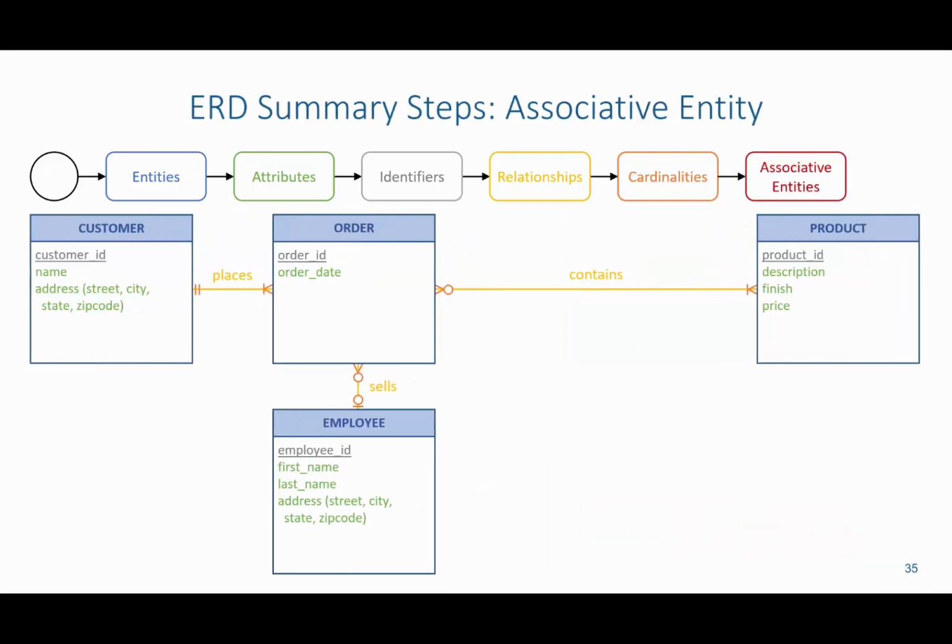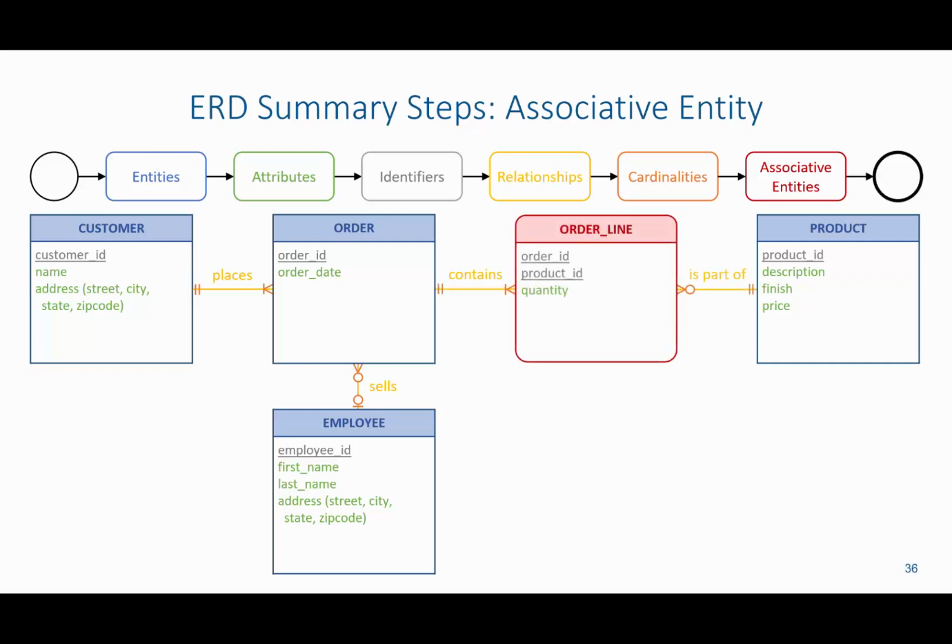The final thing that we're going to do is identify the associative entities. So because we have a many-to-many relationship between order and product, what we're going to do is put that associative entity in the middle, take the original cardinalities that would exist in that relationship and map them to the new entity, in this case order line, and any attributes that were part of the relationship in and of itself are going to become attributes of this new associative entity, in this case quantity.